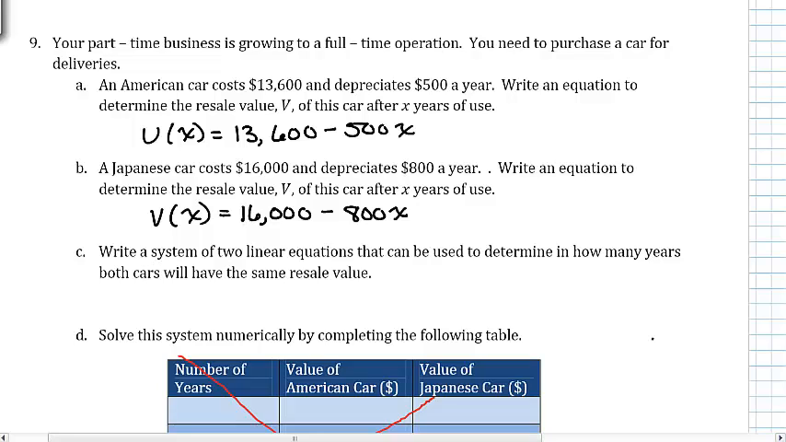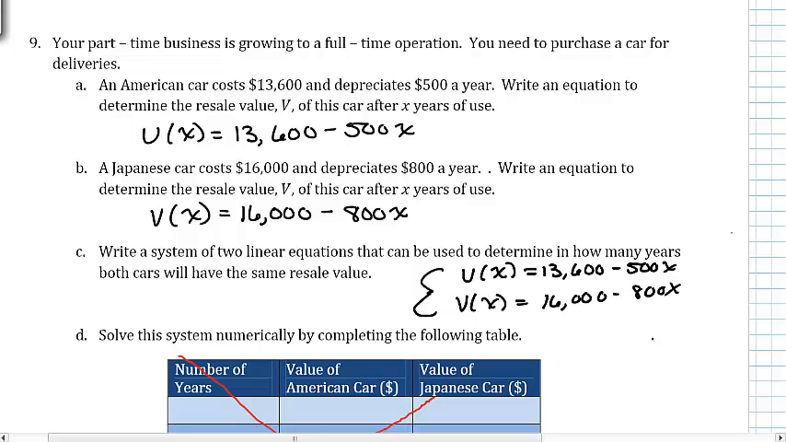Write a system of two linear equations that can be used to determine in how many years both cars will have the same resale value. And so the system, well, let me try to write a better bracket than that. That's a little bit better. So it would be just both of these equations written with this set symbol there. It's saying we're going to consider both of these equations at the same time. So the value after X years is equal to 13,600 minus 500X for the American car, and V of X equals 16,000 minus 800X for the Japanese car.